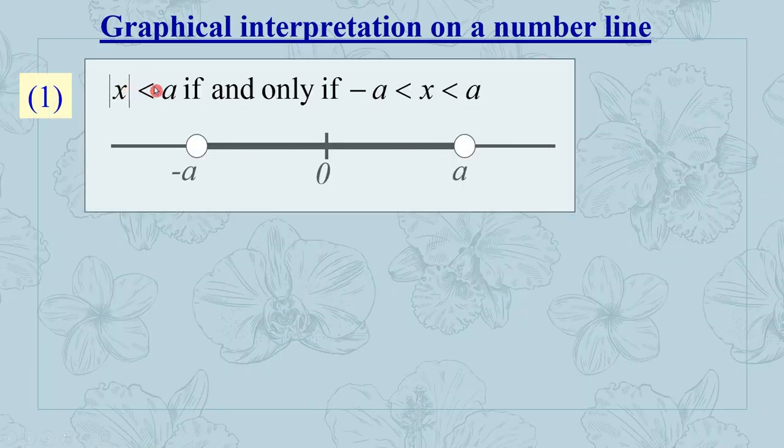Okay, if absolute value of x is less than a, it can be written as x is in between negative a and a, and the graphical interpretation is like this. So for example, if we have absolute value of x is less than 3, we can write the notation as x is in between negative 3 and 3. So by using a number line, x is located in between negative 3 and 3.